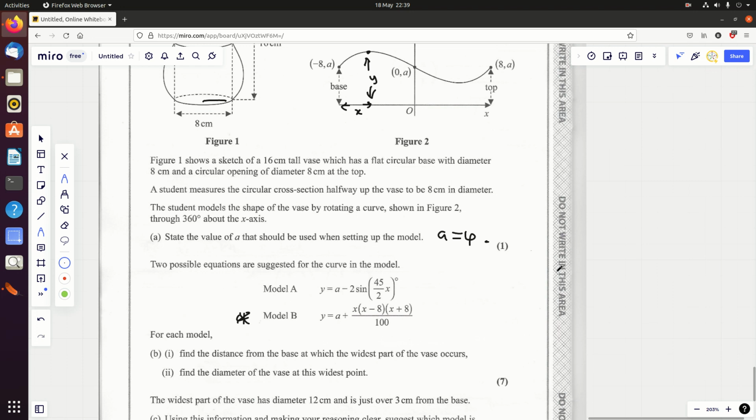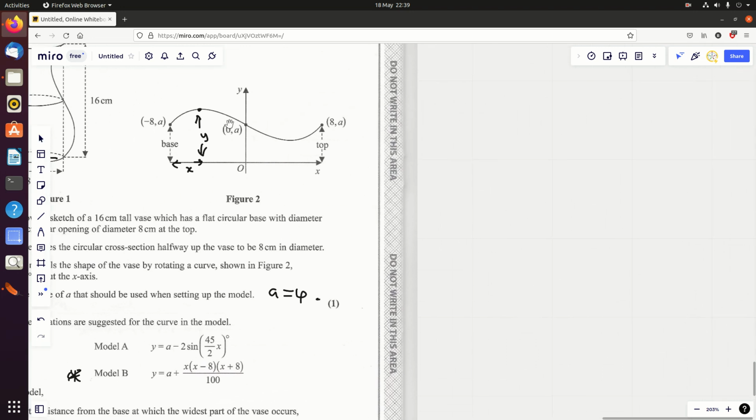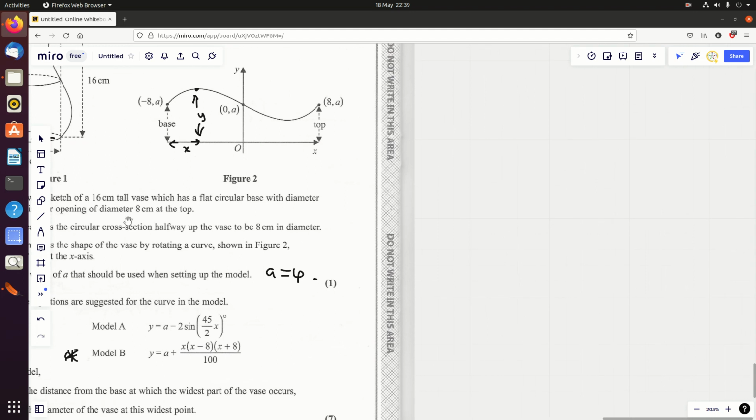it's easier than the sin x one. But the best way of doing sin x is to use the periodicity of the peaks and troughs of sine, no doubt about it. So let's look at model A first. This is the way I wanted to set up my answer. If I'm trying to find that coordinate on model A, and model A has the equation y equals 4 minus 2 sine 45x over 2.